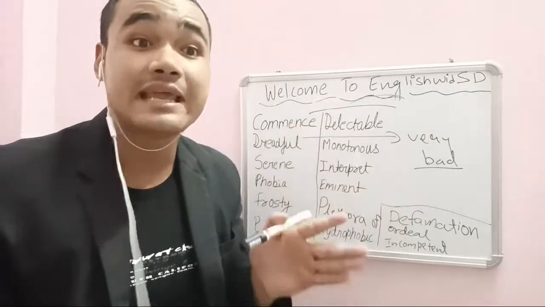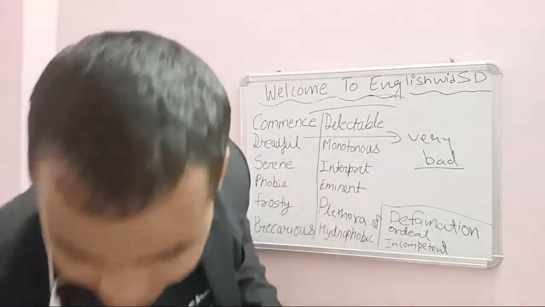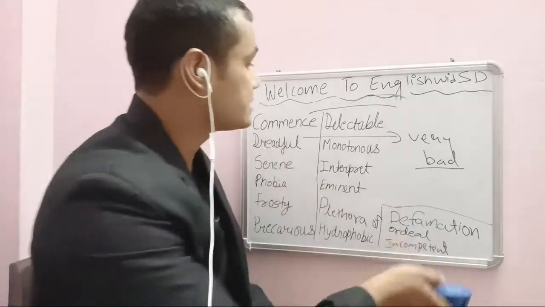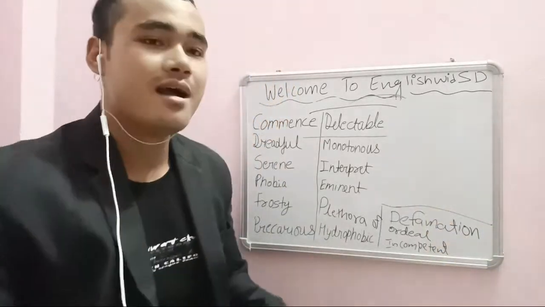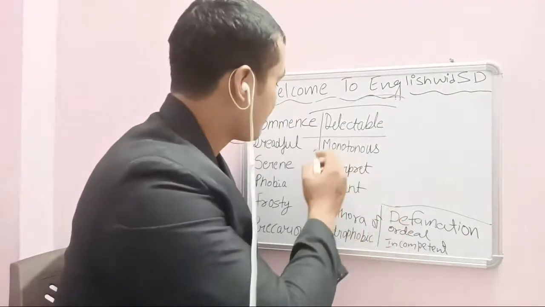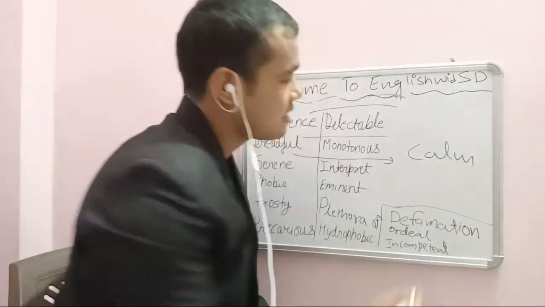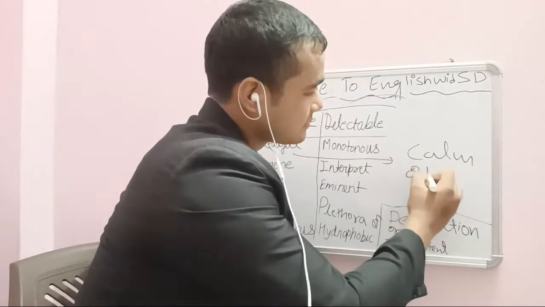So we have discussed commence and dreadful. Now coming to serene. Serene means calm. Calm means shant.